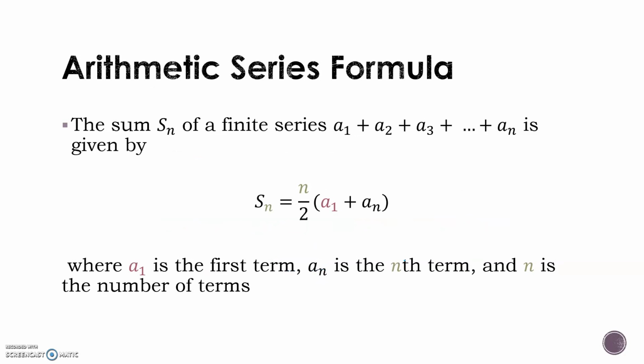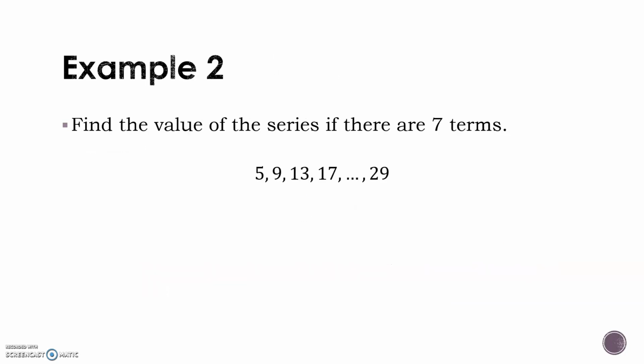There's an easier way to do this. There's actually a formula. The sum, S sub n, where S stands for sum and n means the number of terms in the series, is given by this: the number of terms divided by 2, times the first term plus the last term. So a sub 1 is the first term, a sub n is the nth term, and n is the number of terms. We're going to use that formula quite a bit today.